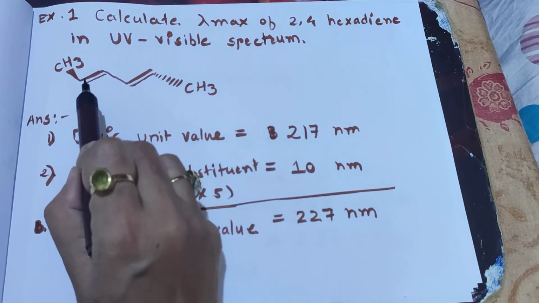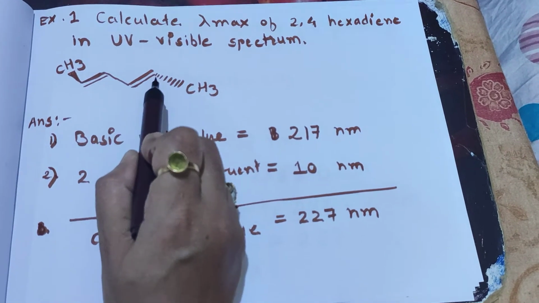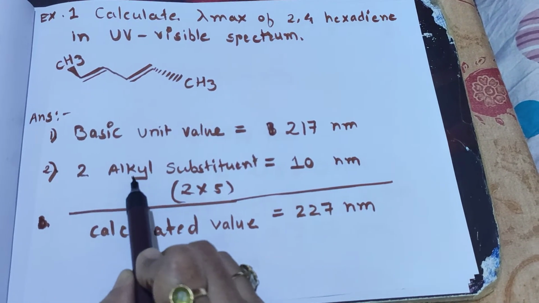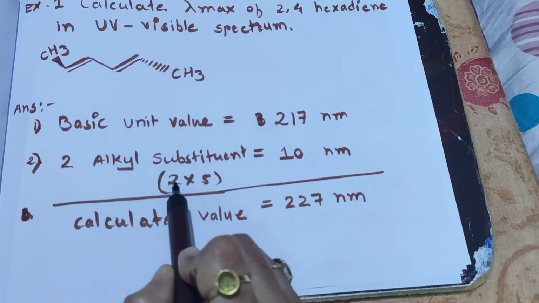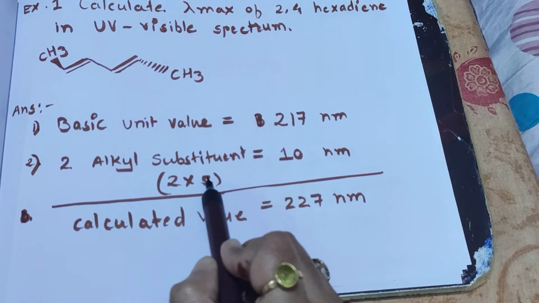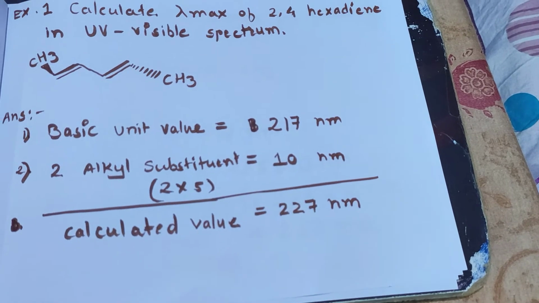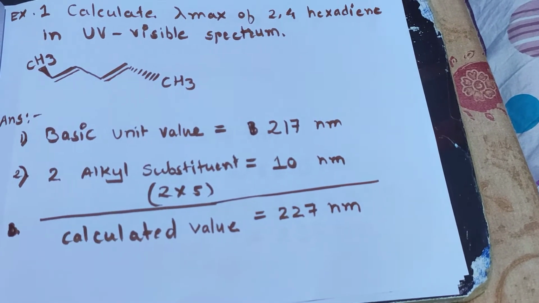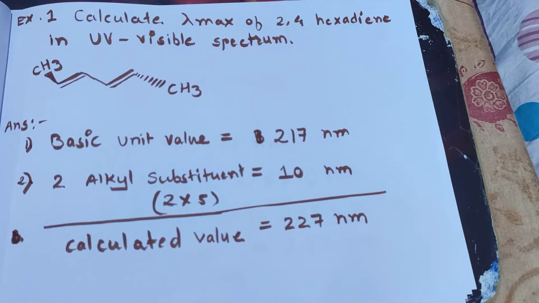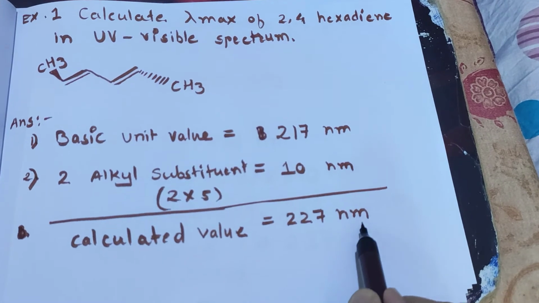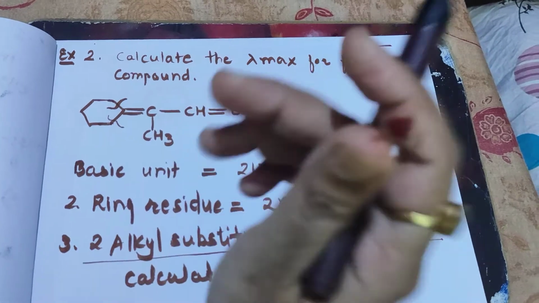While again if we observe the structure, on both ends of this chain we have 2 alkyl substituents, and we know that for 1 alkyl substituent the value of lambda max is 5. As we have 2 alkyl substituents, 2 multiplied by 5 gives a 10 nanometer lambda max value. So if we calculate the total value, the calculated lambda max value for this particular structure comes out to be 227 nanometer. Now we will take another example, that is example 2.